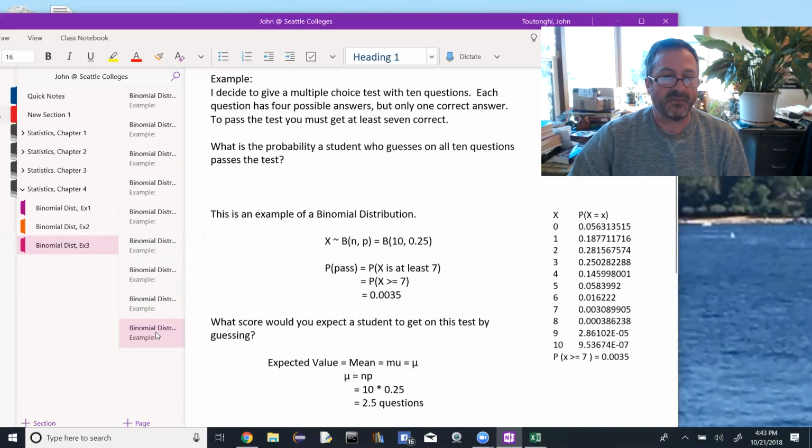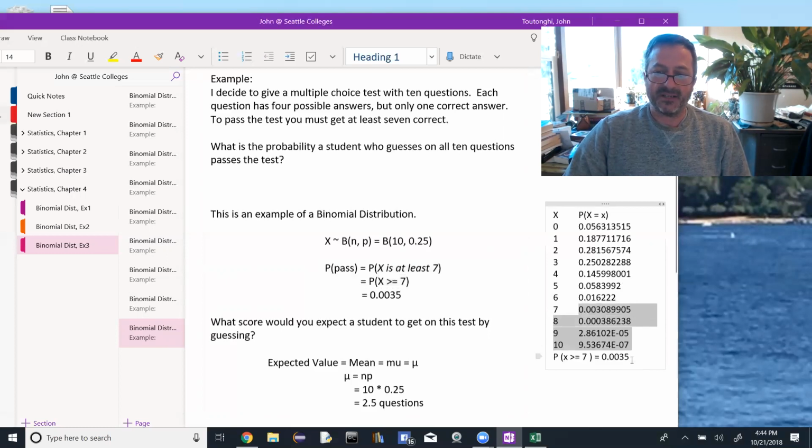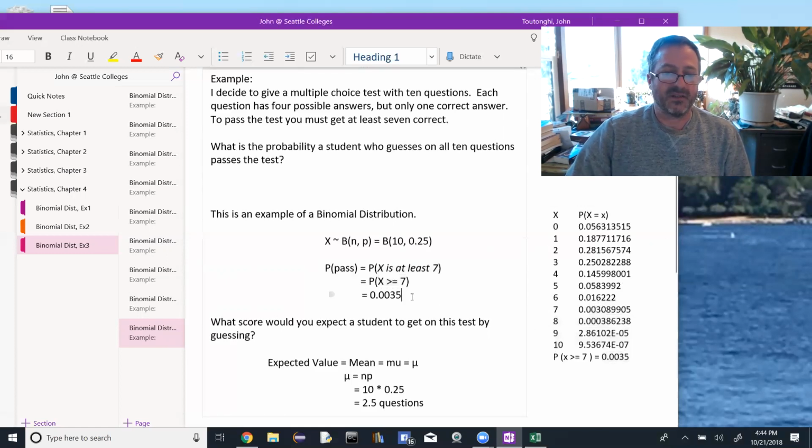And then just to recap this whole problem, we first had to establish that it was a binomial distribution with the value of N being 10, probability of success being 0.25. Then there was a little bit of work to figure out what a passing score meant. X is at least 7, or X is greater than or equal to 7. Then I used my table in Excel and I added those last 4 rows of probabilities. Be careful on the rounding. I notice I actually didn't round it till after I was done. I let Excel do the rounding for me, 0.0035. And then what score would you expect a student to get? That's asking about the mean, which for a binomial is N times P, 10 times 0.25, 2.5 questions.